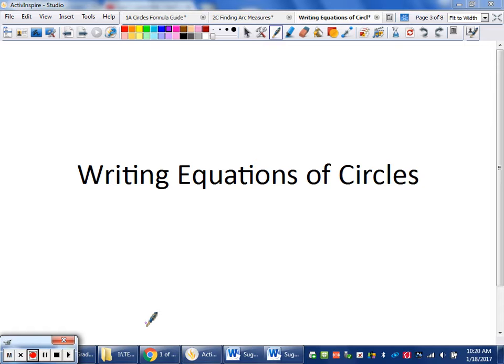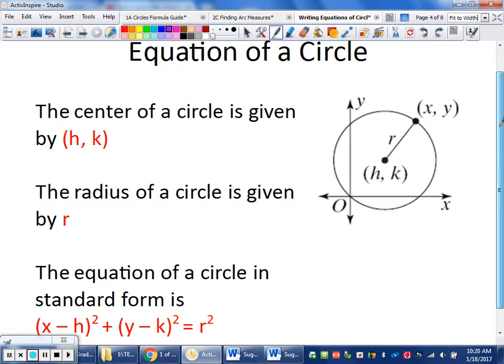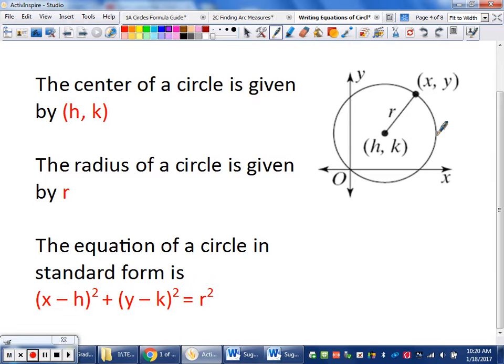Today we're going to talk about writing equations of circles. When writing equations of circles, you need the center and the radius. Again, the center is given as h comma k, and the radius is given as r. So the equation of the circle is in the form x minus h squared plus y minus k squared equals r squared. H and k, again, are the coordinates of the center of the circle, and r is your radius.